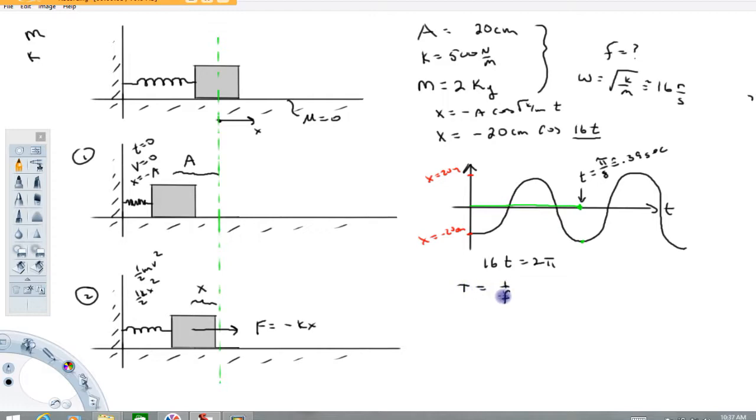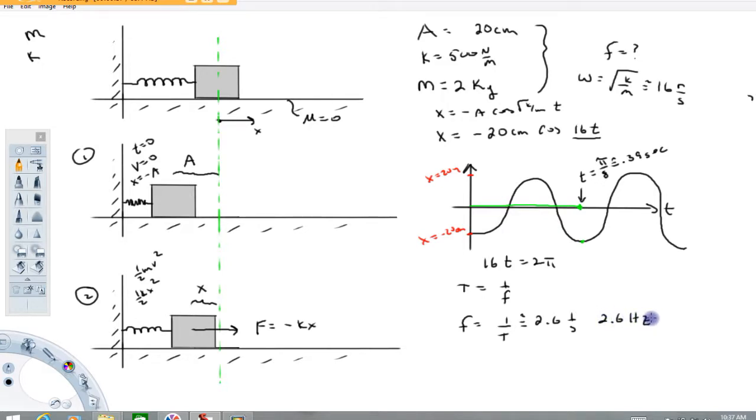The period and the frequency are inverses of one another. That's just because of how they are defined. Period is the time to complete one cycle, so it has units of seconds per cycle, and that's what we just found. Frequency is the number of cycles per second. So the frequency of this system is 1 over the period, which is 1 over 0.39. And we get about 2.56, which I'll round to approximately 2.6, 1 over seconds, or 2.6 hertz.